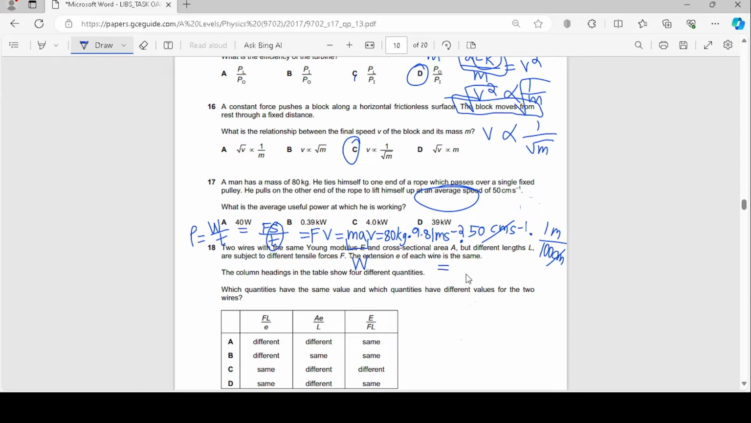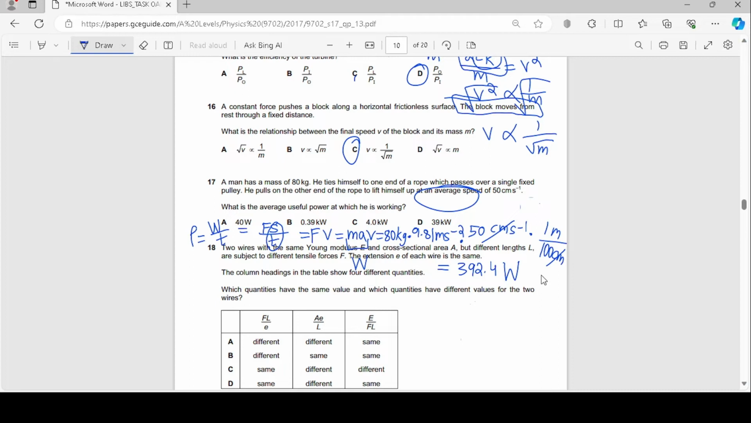of 392.4 kg m squared s to the minus 3, which is the same as, well, I'm still going to say watts because that's a unit of power, but that would be the thing.